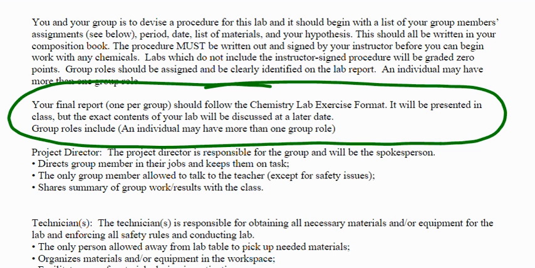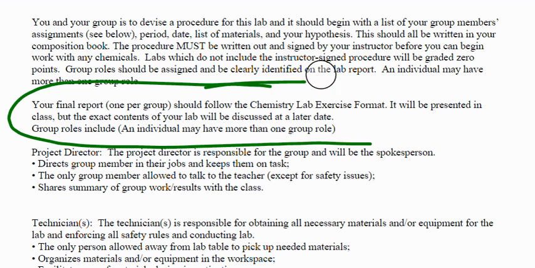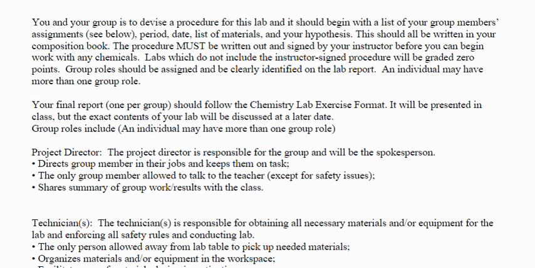And when I say presented, it's not going to be a full 20-minute presentation. It's probably just going to be a quick 5-minute presentation to discuss your procedure and discuss your results and what your results mean. Now the exact contents of your lab report will be discussed at a later date. Make sure that, and that's a little typo right there, there should be one space right there, because they talked about what the group roles are. So make sure that you have just a little check mark of what you need to make sure you have done.